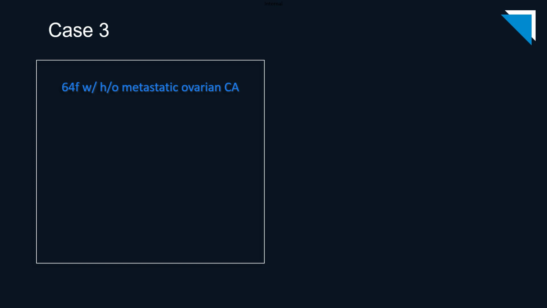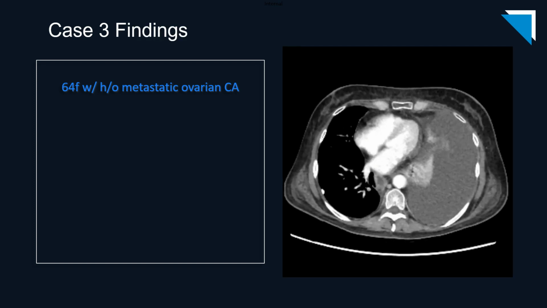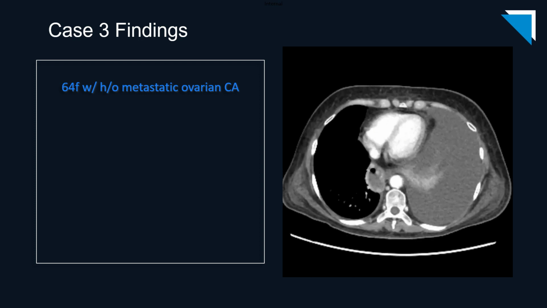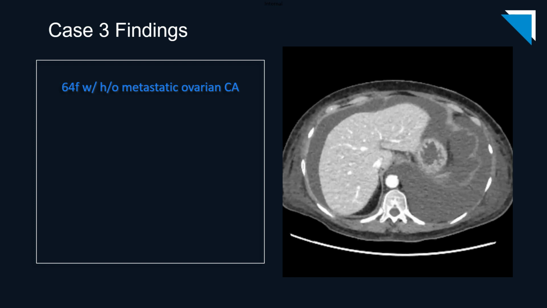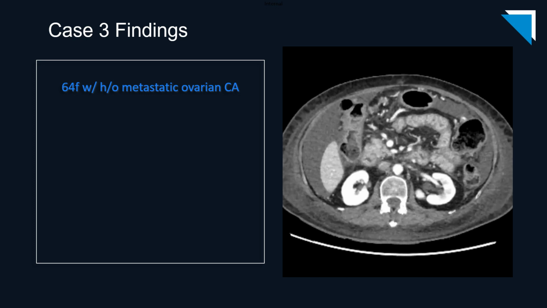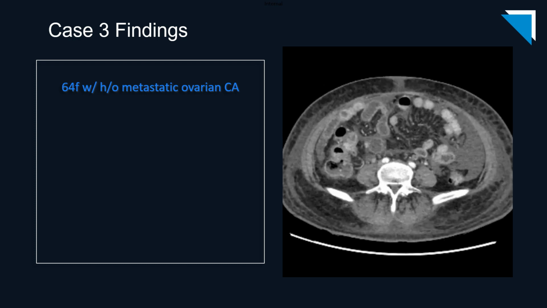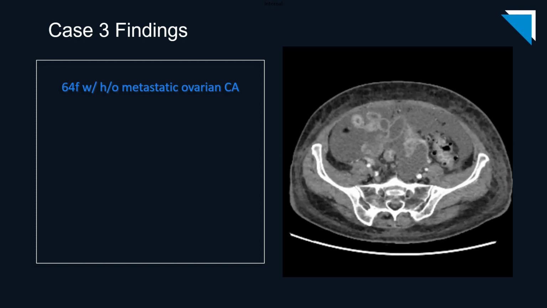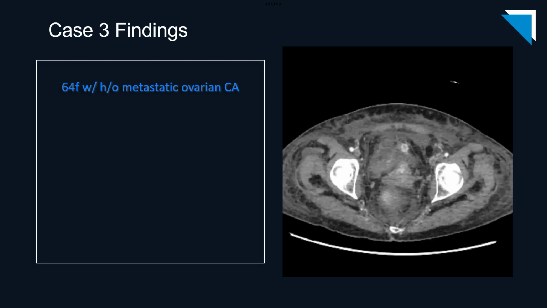Moving on to our next patient, a 64-year-old woman with a history of metastatic ovarian cancer. These are axial images from a contrast-enhanced CT scan of the abdomen and pelvis. Many of the findings you would anticipate given the clinical history are clearly evident: pleural effusions, ascites, carcinomatosis, irregular pelvic masses, anasarca.